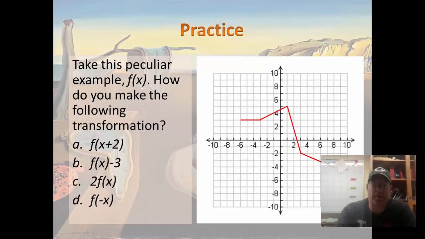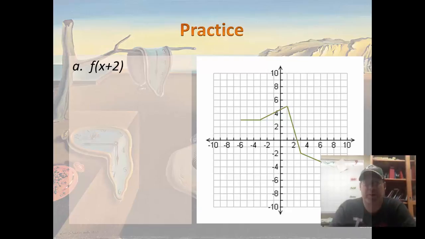Okay, let's take them one at a time. Notice that I have the parent function in there so that you can see it. F of x plus 2 means that it does what? It moves left 2 spots. So the graph would look like this. Same exact graph, just moves left 2 spots. How about this one? F of x minus 3 tells us that the entire graph goes down 3. Just like that.